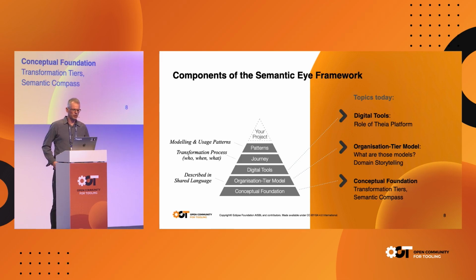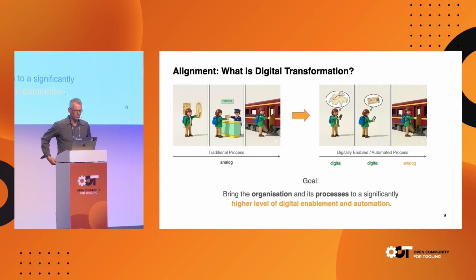At the organization tier model, which we will get into also later, we'll have a look at what those models are or can be, and specifically, we look at one diagram, the domain storytelling diagram, which you may know already. And then at the digital tools component, we have a look at the role of the Theia platform. But in order to reason about problems and solutions of digital transformations, we need to make sure we are on the same page. So let's do some alignment first.